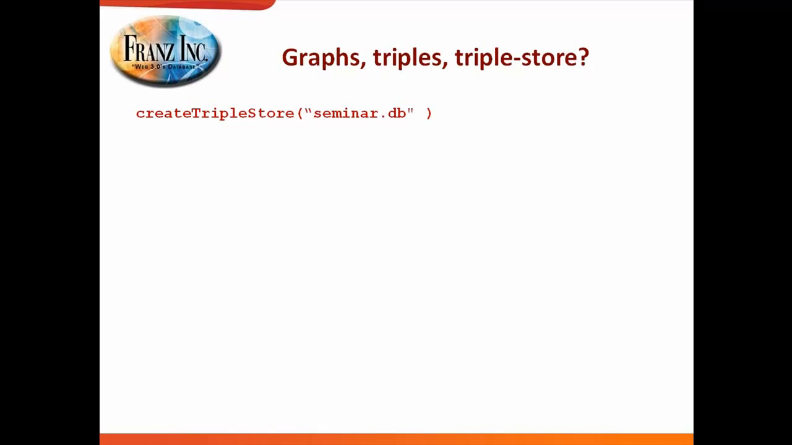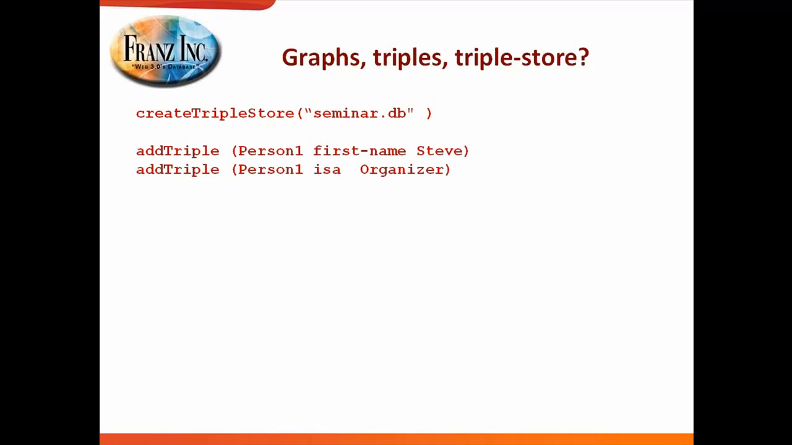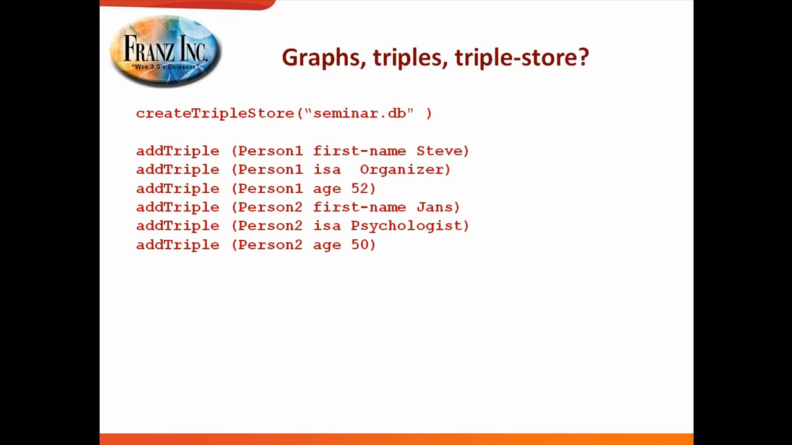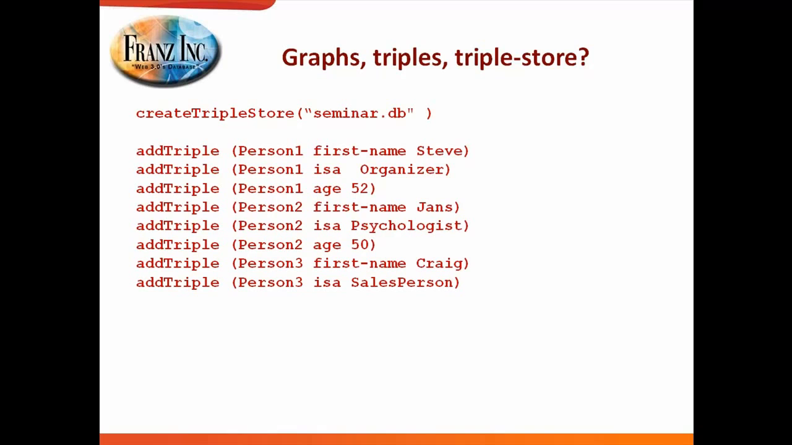I will show the first examples in how we do it in Python. So I create a triple store, seminar.db, and I'm ready. Then I can add some regular data. I can say that person 1 has a first name Steve, who is an organizer, and he's 52. I can tell something about myself. I say first name Jans is a psychologist and 50. And another person who's Craig, a salesperson, and 32.